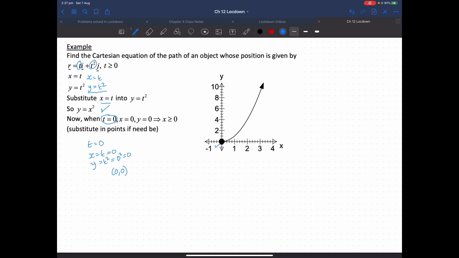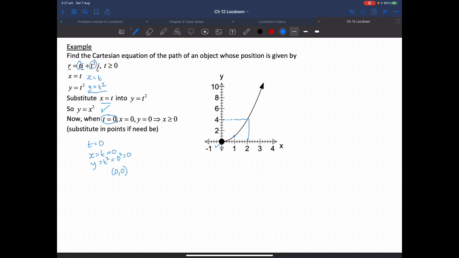If you are uncertain about the direction the path was going, just pick a value for t, such as t equals 1. So x is equal to 1, y equals 1 squared, which is 1, so it goes through the point 1, 1. If that didn't convince you, pick t equals 2. So x would equal 2, y would equal 2 squared, which is 4, so it would be going through the point 2, 4. And you can see 2, 4 is a point on that graph.